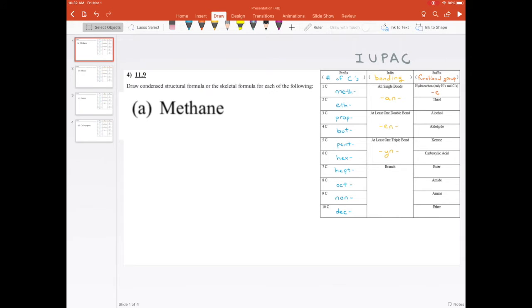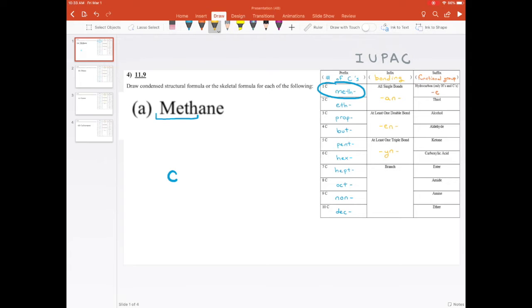In question 4, they give us a name and they want us to draw the molecule. So when you look at a name, you want to look at the 3 parts that make it up. First is the prefix. That tells us how many carbons we have. The prefix meth tells us we have 1 carbon. So that's just going to be a C.